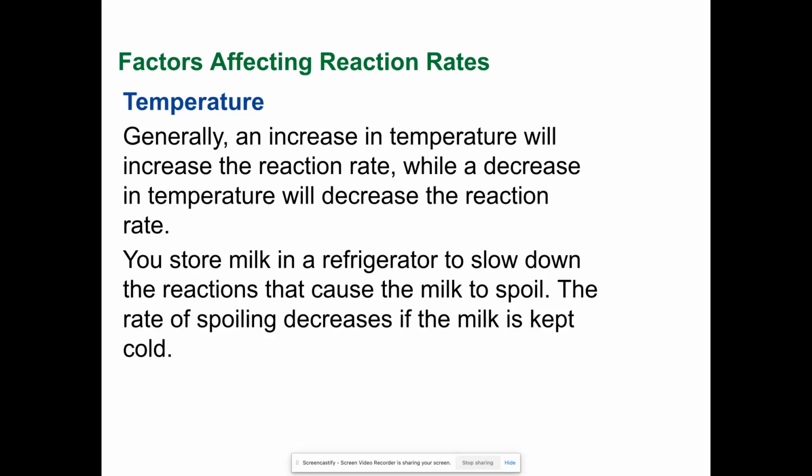If you store milk in a refrigerator to slow down the reactions that cause milk to spoil, the rate of spoiling decreases if milk is kept cold. This is a good one because I keep my refrigerator at home very cold, and my milk is good usually a week after the due date because it's very cold. It slows down the process. There's other stuff too that takes place, but that's why we refrigerate some things. The milk will go bad eventually if I leave it in my fridge long enough, but it slows down that chemical process.